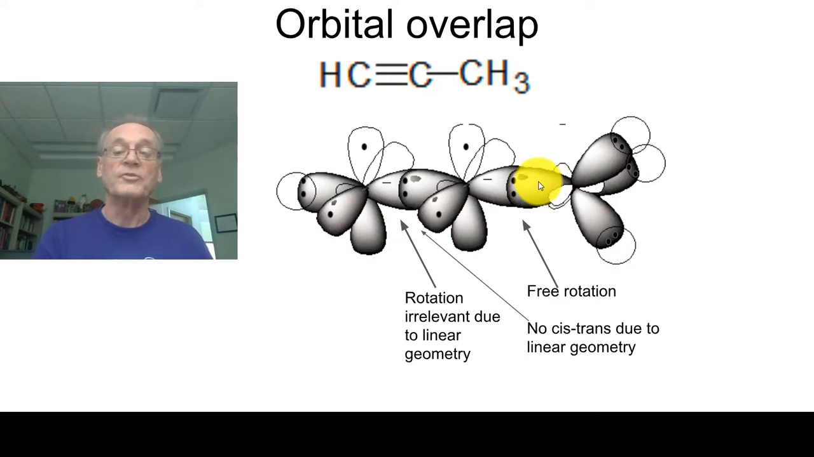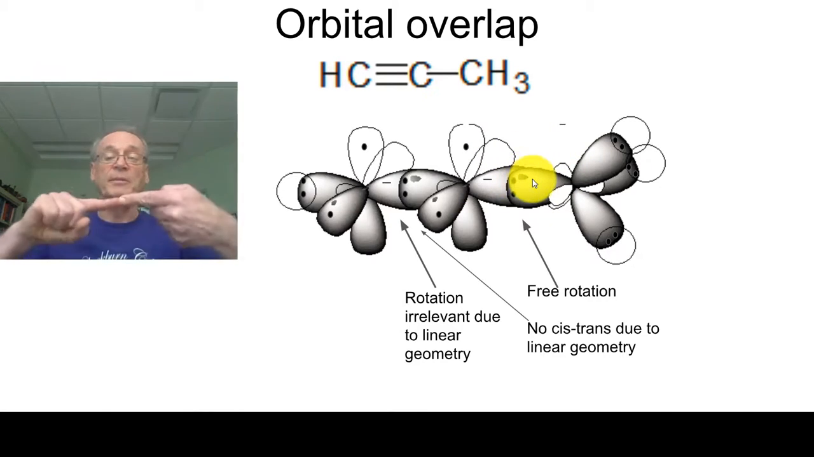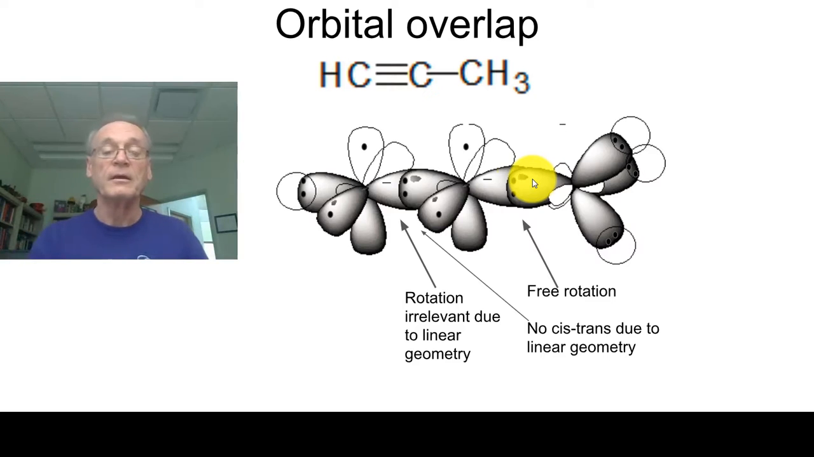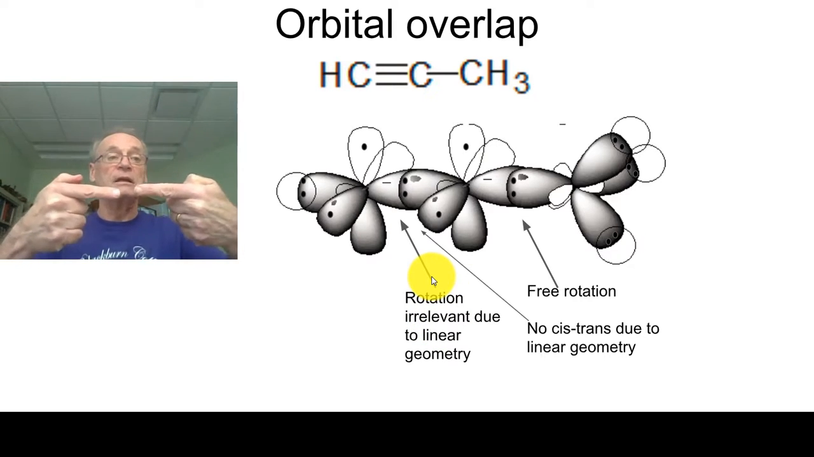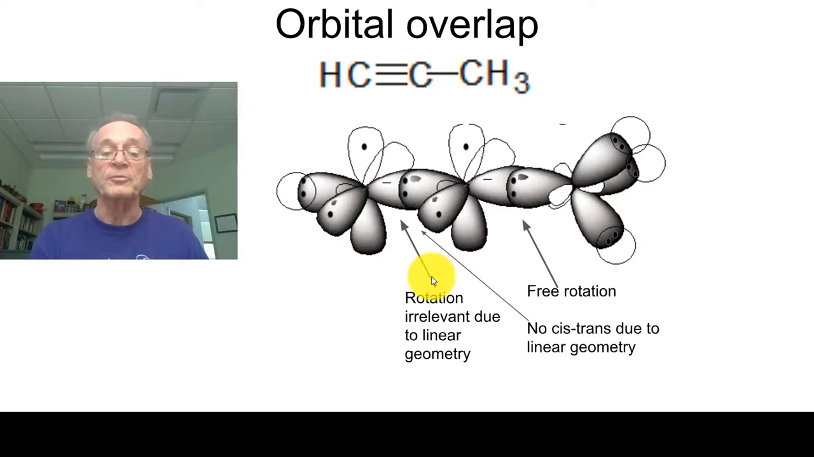So notice that this kind of sigma bond has free rotation because there are no overlapping pi orbitals, no overlapping p orbitals, no pi bonds there. That's just a single sigma bond, and we know that they can rotate freely. This bond right here is probably not rotating, but the fact is it really doesn't matter. As I've said here, it's irrelevant due to the linear geometry, whether it's rotating or not. We don't know, we don't care, it really doesn't matter.